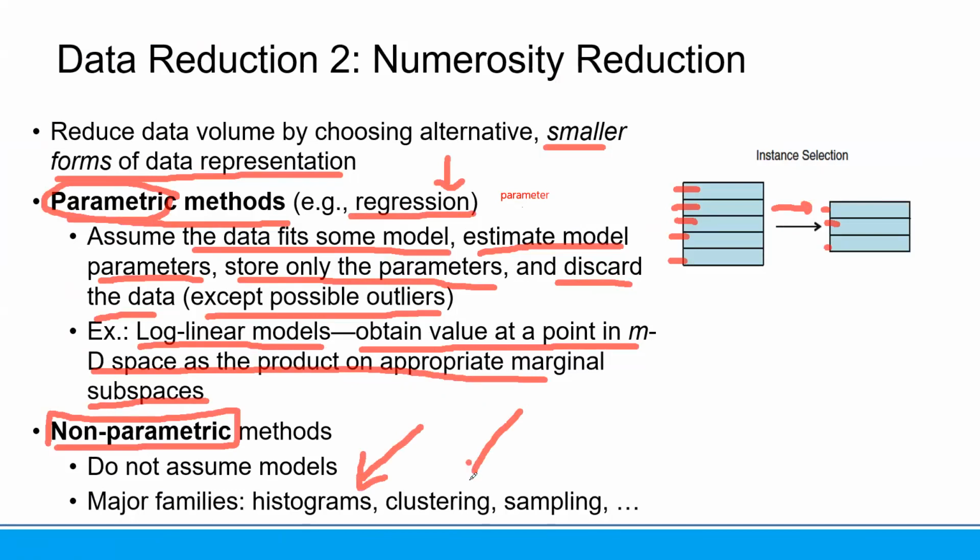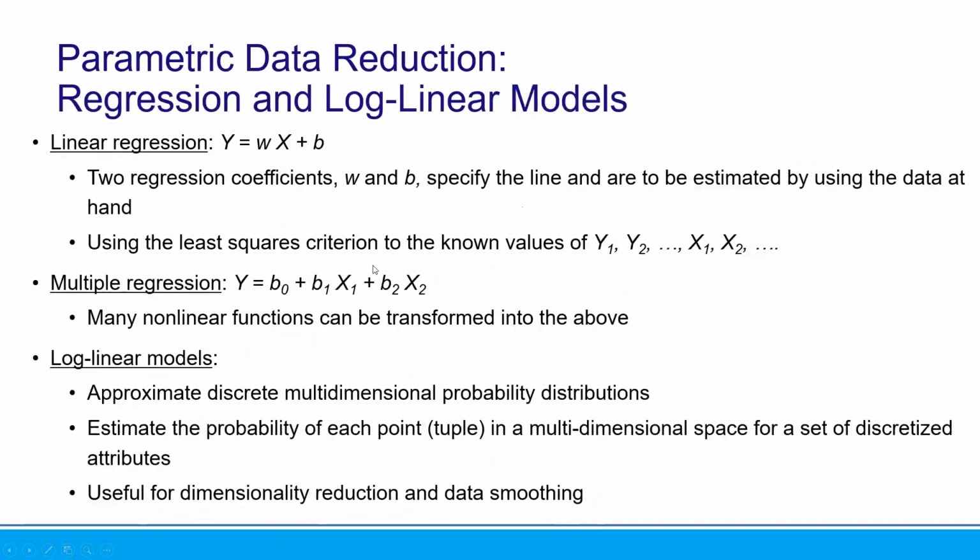Later we will learn about clustering in a separate section, not now. Or we can do sampling. So we will learn what sampling is. In the linear regression, in the parametric data reduction, we call it parametric because we have the parameters. There are some variants for the regression or the parametric. Here I give 3 examples: regression and the log linear models.